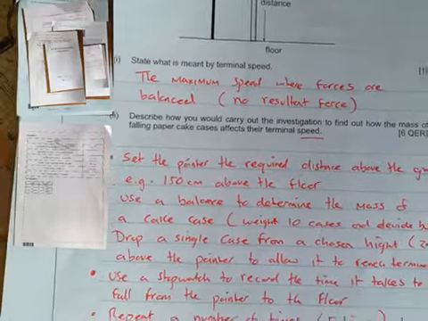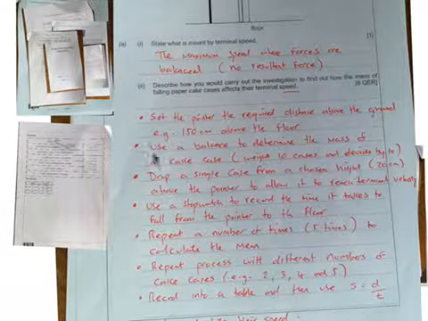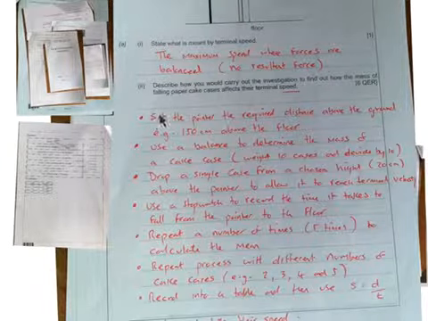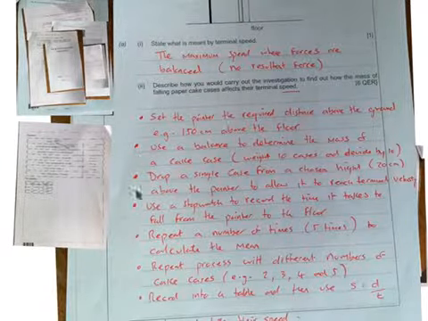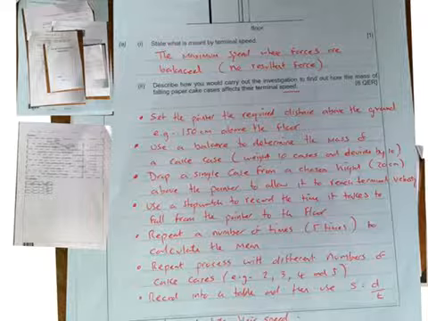Describe how you'd carry out the investigation. So it's worth 6 marks. I've put them in bullet points, but obviously when you come to do this, because it's a method, bullet points might get you the marks. So I would probably lay it out like this. This is how I would lay it out.